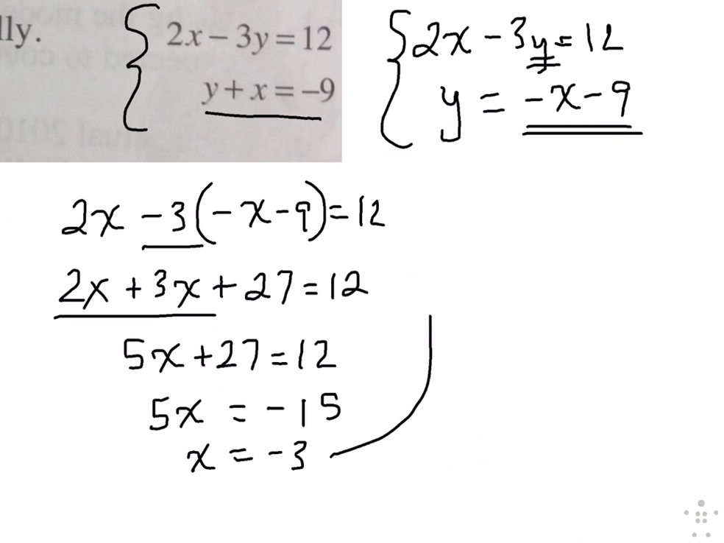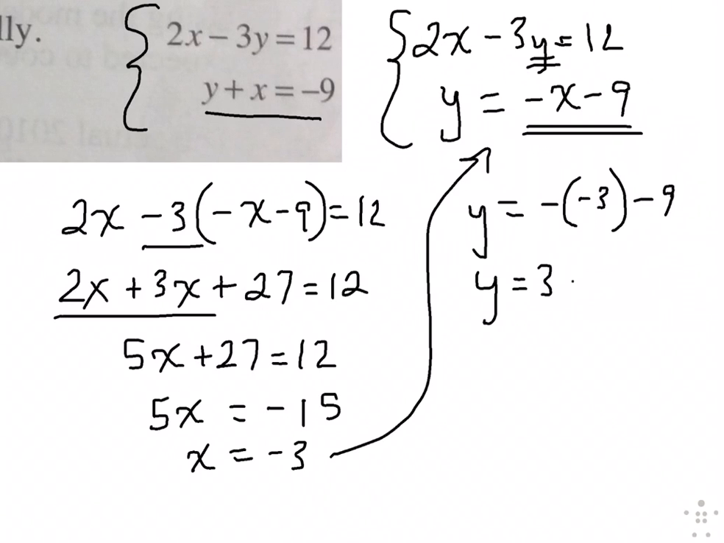And now I'm going to take that and put it into this bottom equation because that's the easiest. So y equals negative x, which is negative negative 3, minus 9. So y equals 3 minus 9, y equals negative 6. So the answer is the ordered pair negative 3, negative 6.